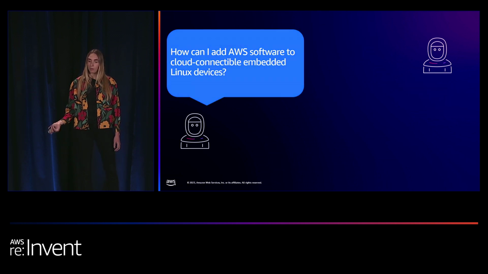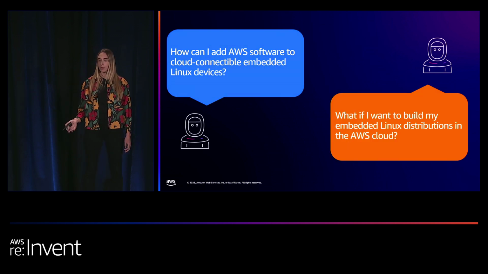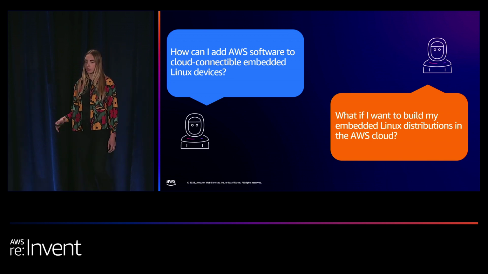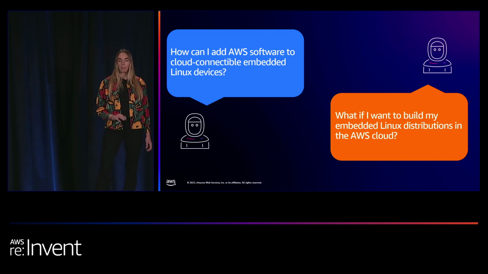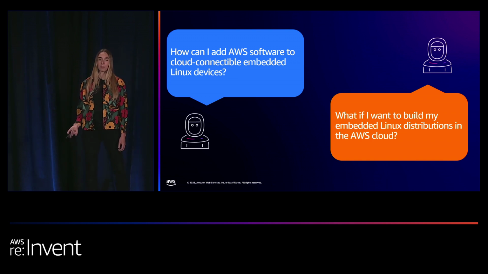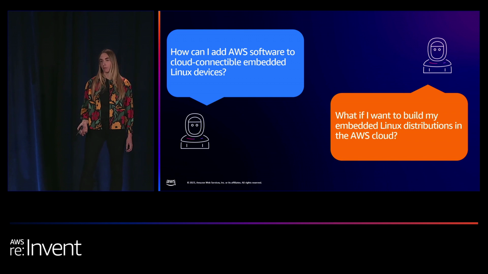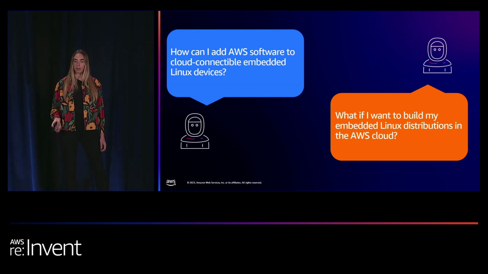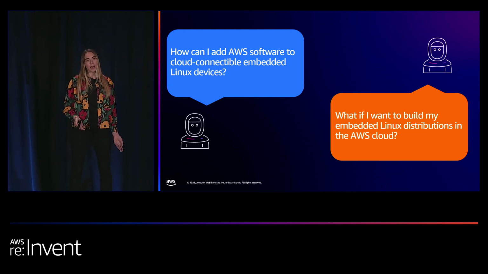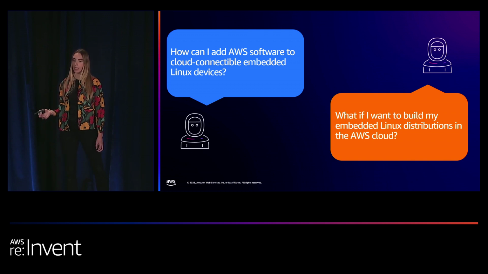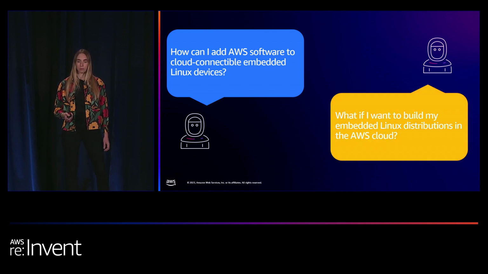So as Rich was talking about earlier, OEMs and ODMs primarily use a Yocto project build framework to compile, package, image, and distribute fit-for-purpose embedded Linux system images. And building Yocto images is complex and can take a lot of computing power. So customers have asked, how do I have a simple, frictionless way to get AWS software to cloud-connected embedded Linux devices? How do I do that? Without writing my own recipes, right? So let's talk through that.